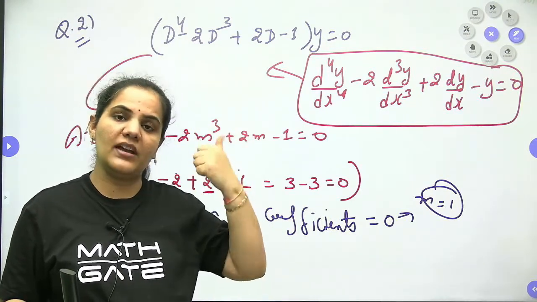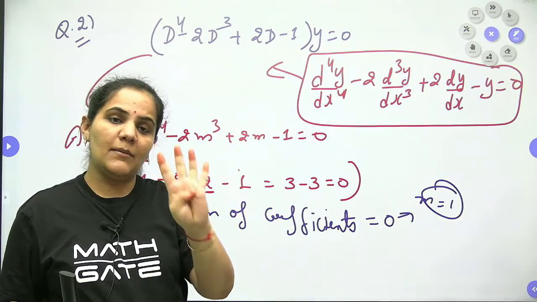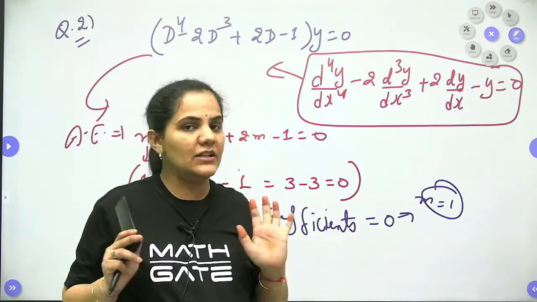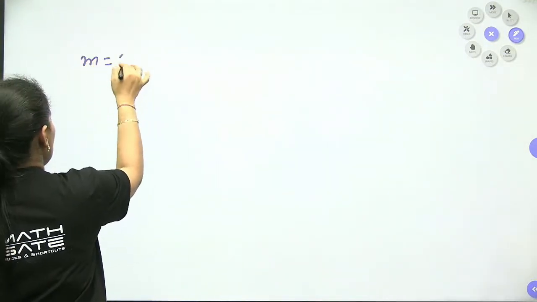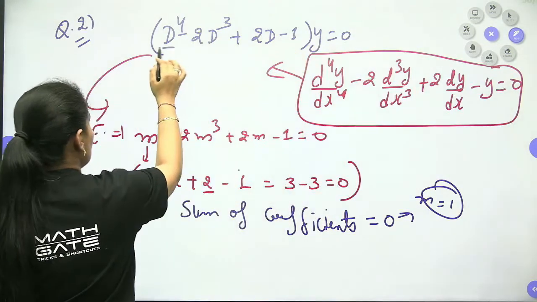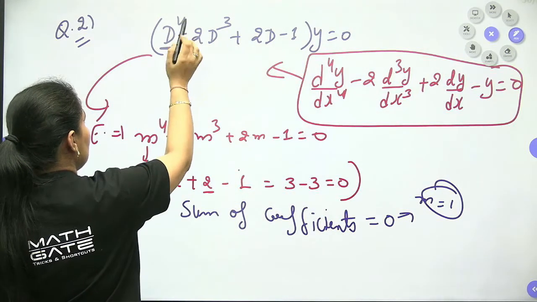Exactly, we know very well that we will get 4 roots, but among those 4 roots we already have one root directly, which is m equals 1. Okay, now let's approach it, guys. So when we proceed with m equals 1, what happens? Let's discuss. We will write down the coefficients starting with power 4.